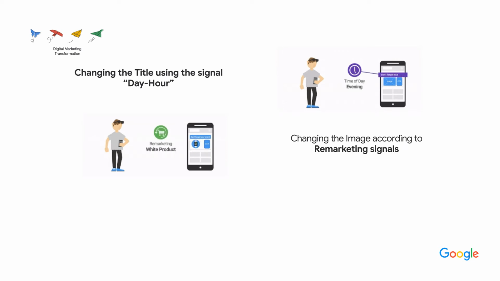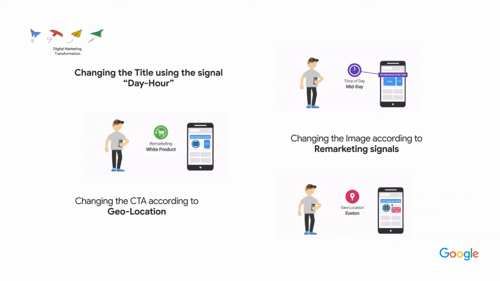And then if you go on to the next section, changing images according to remarketing signals. So if I went onto an e-commerce site and I looked at watches, the display assets that I might see then will probably show me watches because I have an interest in purchasing watches. And then the last one of the examples is changing the call to action according to geolocation. So if I'm at home, your call to action might be different to if I'm close to a mall, where you're more likely to say go to your nearest shop and purchase.